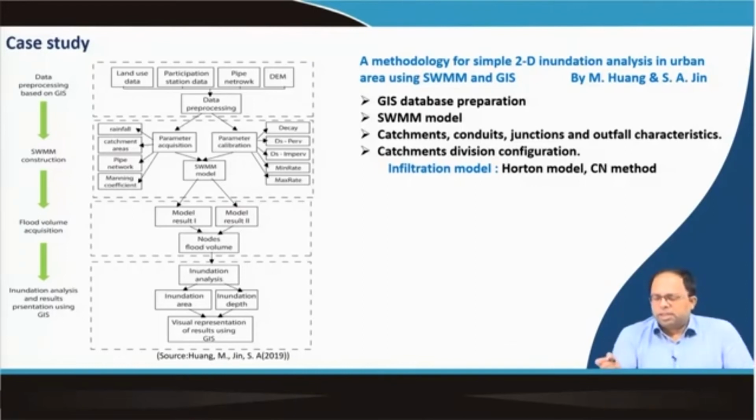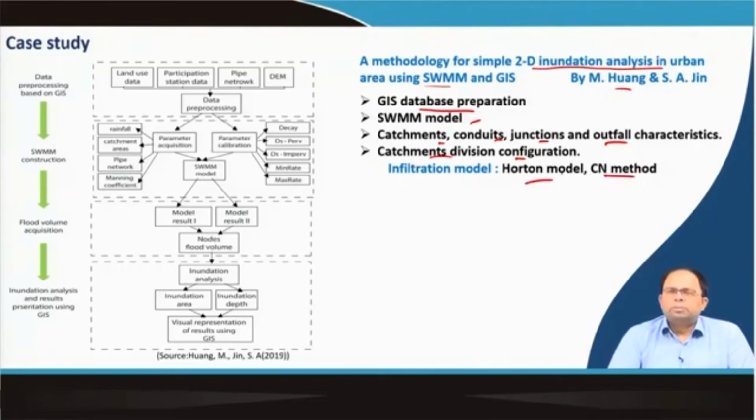This research was conducted by Huang and Jin, and this is a methodology for simple 2D inundation analysis in urban area using SWMM and GIS. So, this is the basic approach that people use. First of all, you have to create a GIS database preparation, and this was also done for this research. Then the SWMM model was actually utilized, where catchments, conduits, junctions, outfall characteristics, catchment divisions, and their configuration all have to be input into the SWMM model. And the infiltration model in SWMM, as you know, you can use the CN method, you can use Horton. So, multiple methods could be utilized.